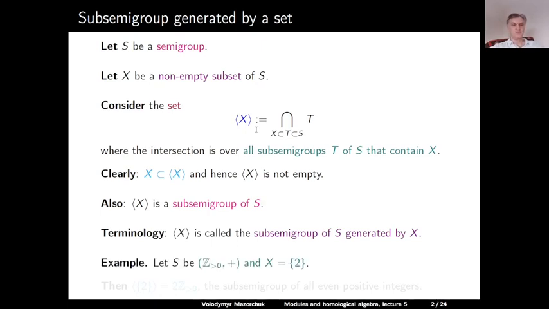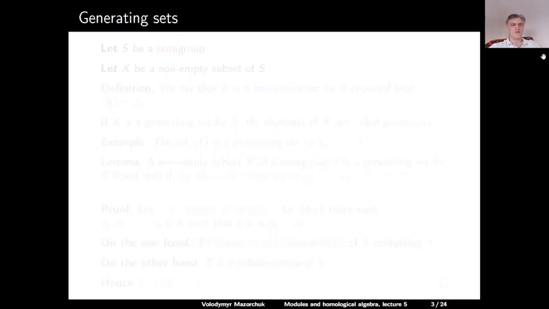For example, if you consider the additive semigroup of all positive integers and take X to be the set consisting of one element 2, then the semigroup generated by 2 is the subsemigroup of all even positive integers inside all positive integers. Now we can define the notion of a generating set.